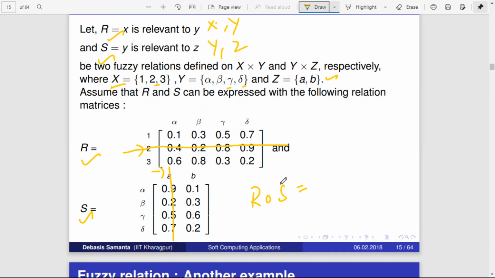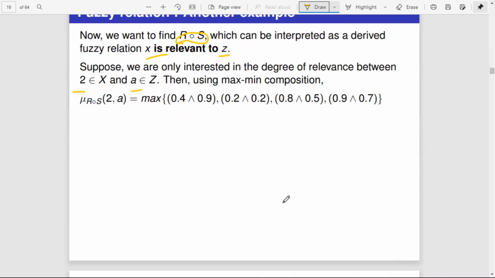So we are not interested in the full R composition S. We are only interested in 2 composition A. So find the min max. 0.4, 0.9: the min is 0.4. 0.2, 0.2: the min is 0.2. 0.8, 0.5: the min is 0.5. 0.9, 0.7: the min is 0.7. Now the max of these is 0.7. So 2 is related to A with a certainty of 0.7. That is the value.